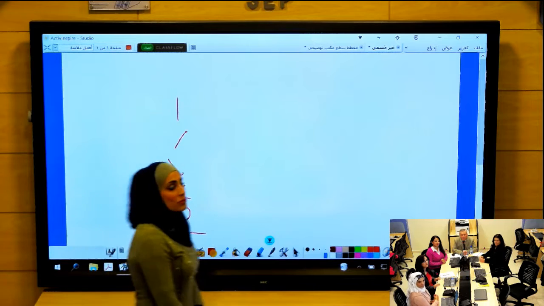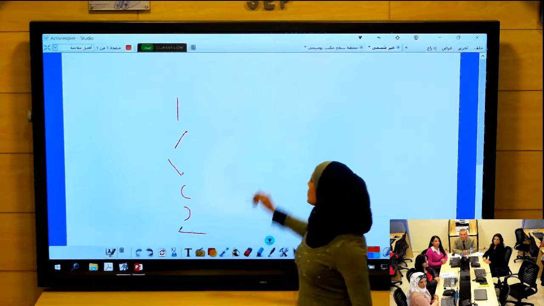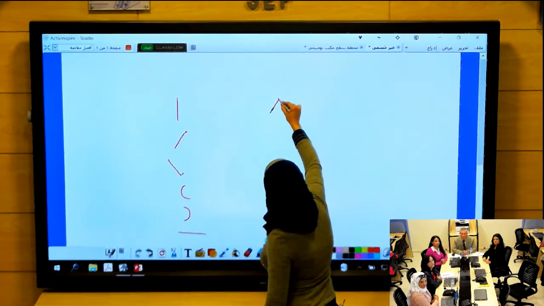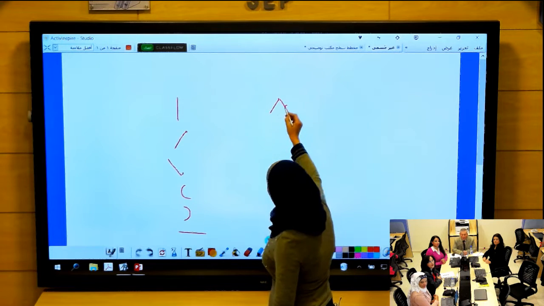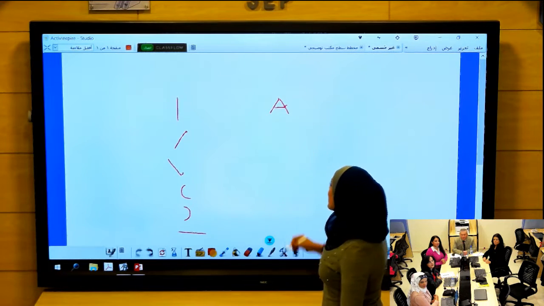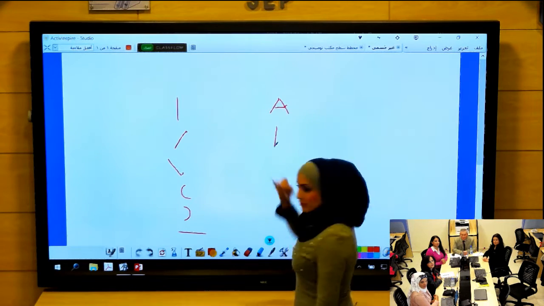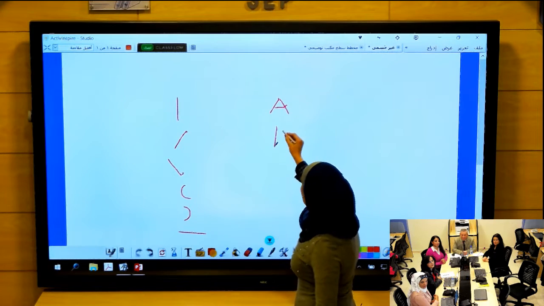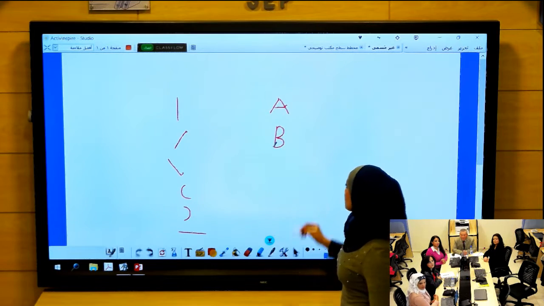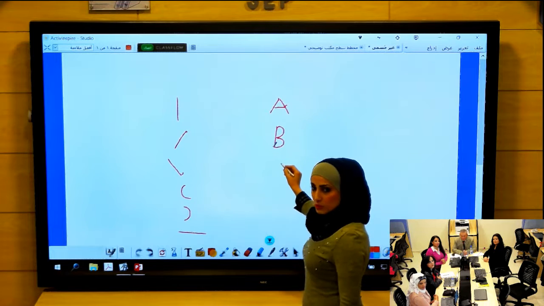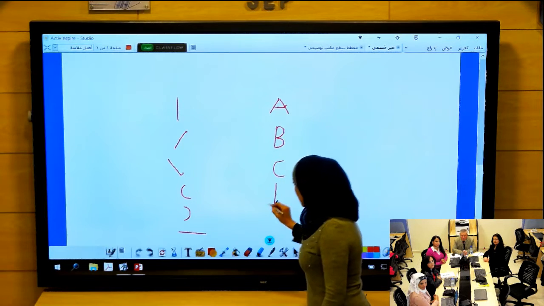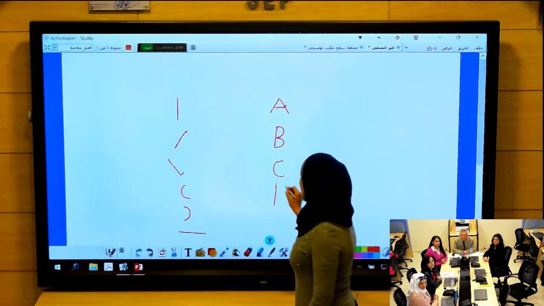Now, for example, if you want to write letter A, we start with a slanting line to the left and a slanting line to the right, and a sleeping line in the middle. Letter B, a standing line and two curves to the right. Now, letter C is only a curve to the left. D is one standing line and a curve to the right.